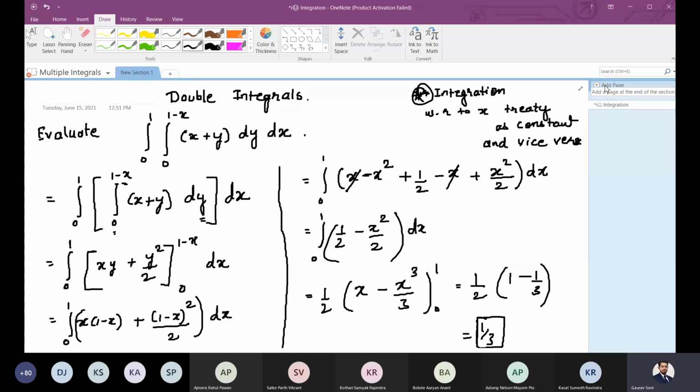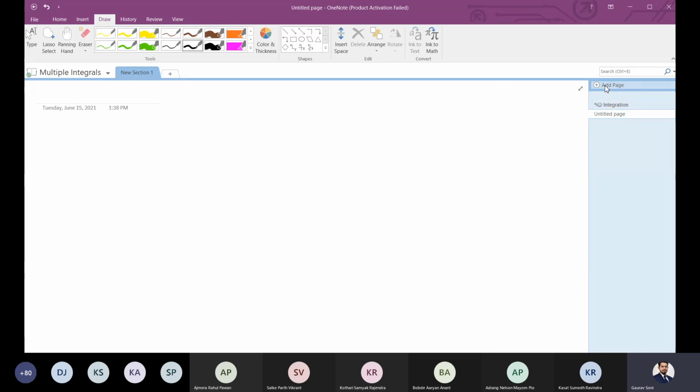That again we will do with the same example. I hope till this it is clear. I'll repeat the same integration on the next page. Limits 0 to 1, 0 to 1 minus x. The integrand is x plus y, then we have dy dx. So now we'll talk about the limits.